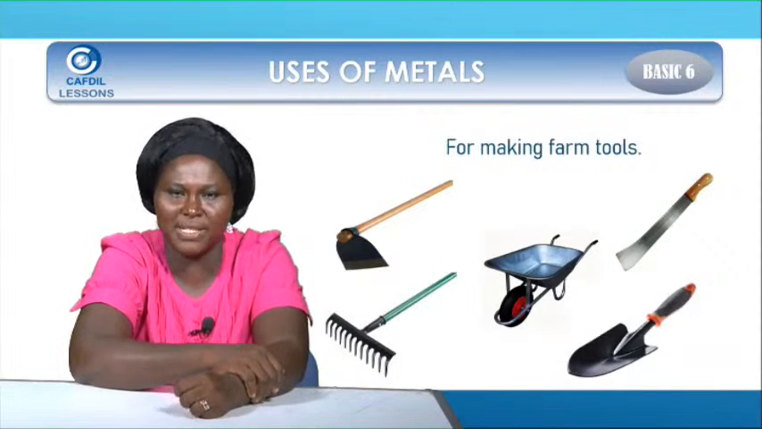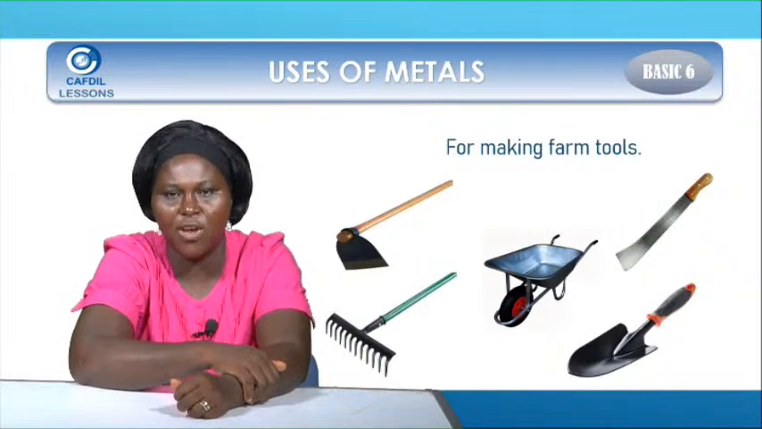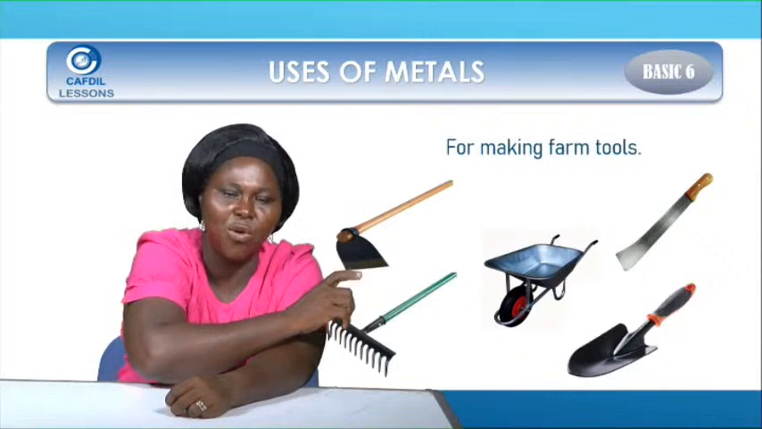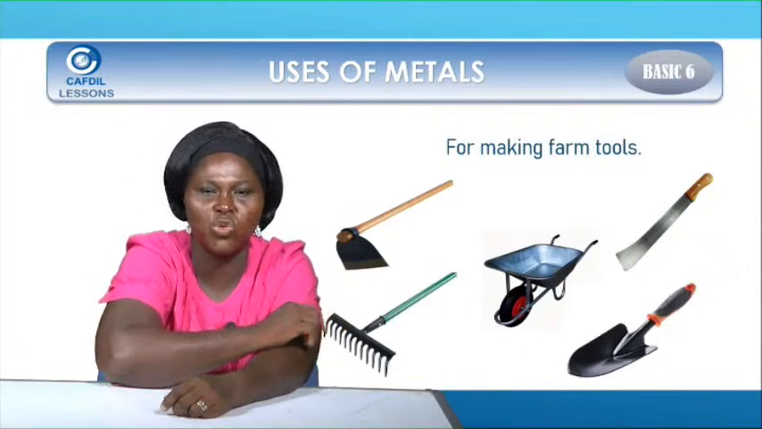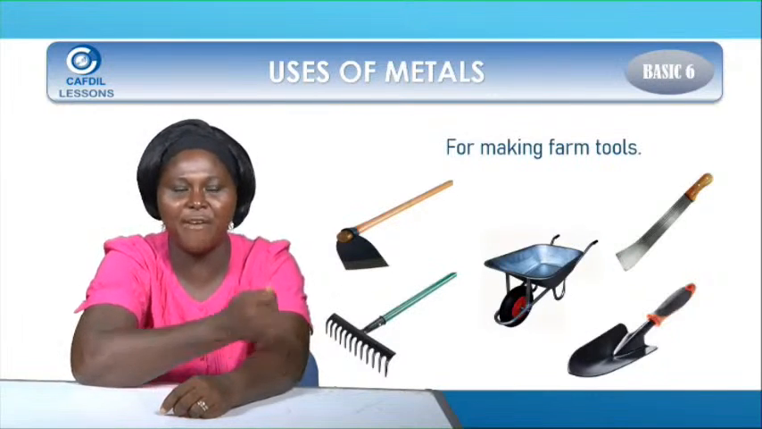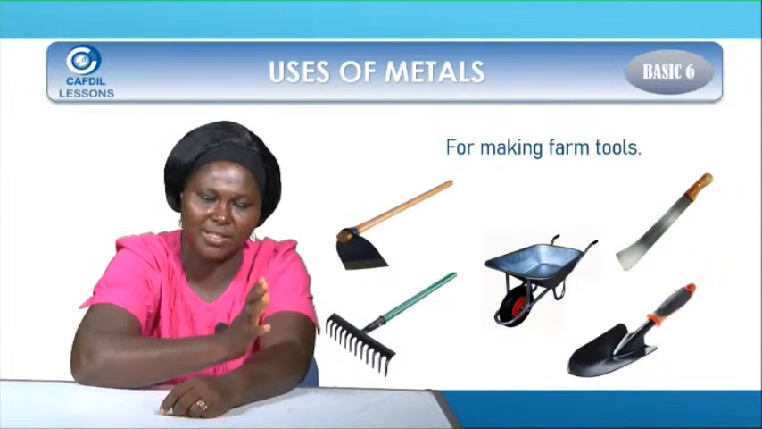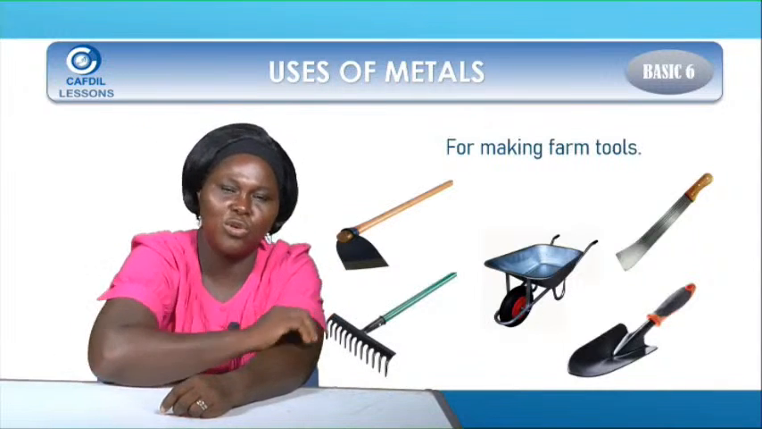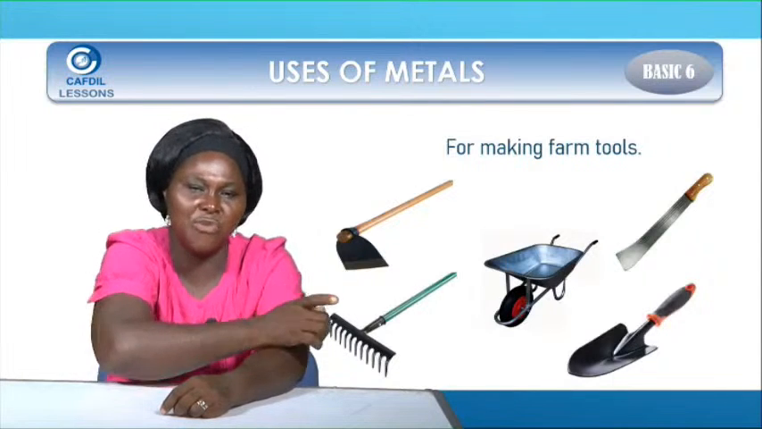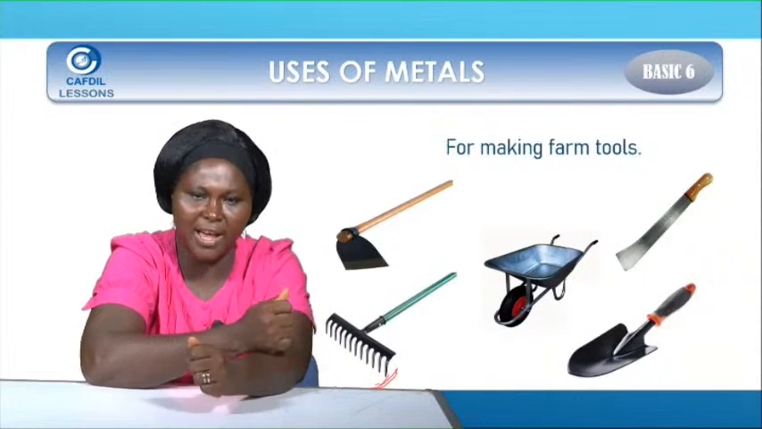So we use metals for making farm tools. The first one is hoe. Now we use the hoe to weed on our farm. When the weeds are very small and we don't want the weed to grow fast, we use the hoe to weed. After weeding, we use the rake to gather the weeds together.